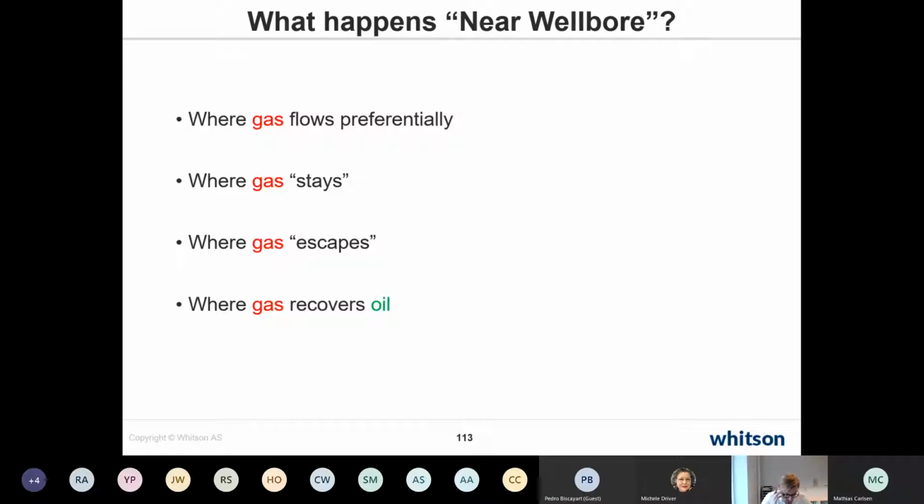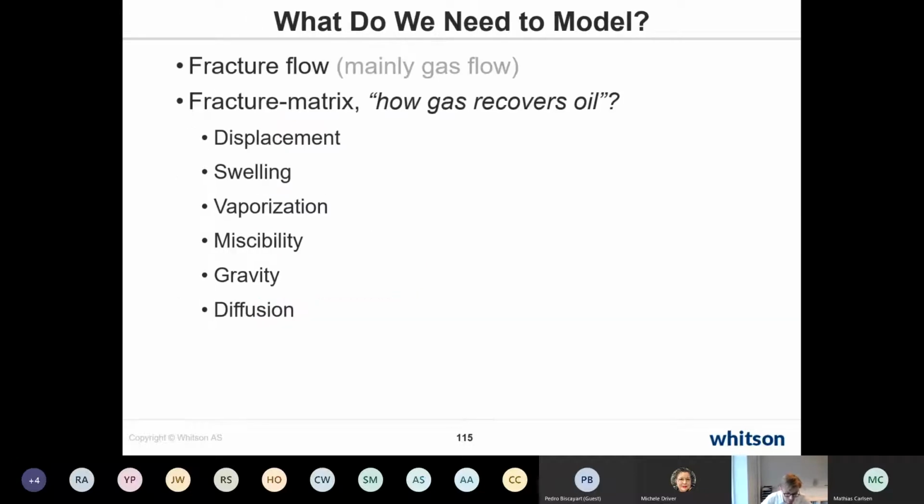What happens near wellbore? These are questions that we have to answer. Where does the gas actually flow preferentially? Where does the gas actually stay? Where does it escape? And where, most importantly, does it recover oil, and potentially why?